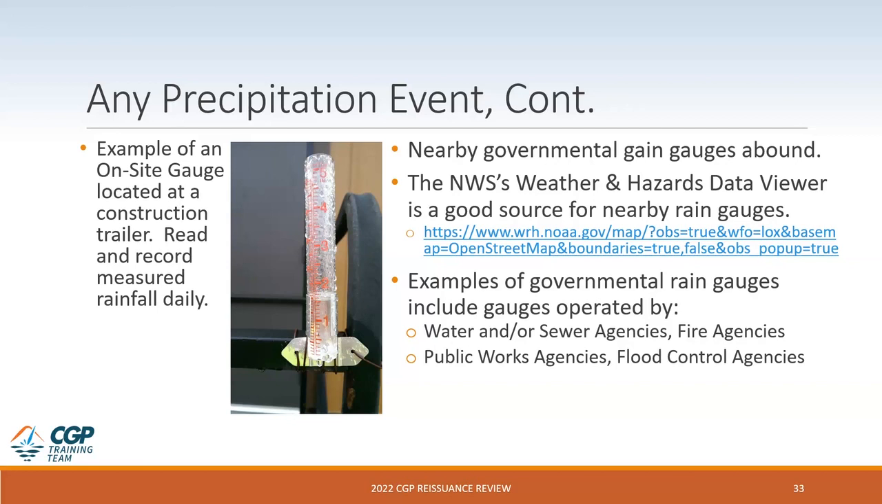If you're looking for nearby governmental rain gauges, they're all over the state of California, and probably the best way to find those is using the National Weather Service's Weather and Hazards Data Viewer. With that resource, I provided a URL here for you. You can identify all the different rain gauges in your particular area. Examples of governmental rain gauges include gauges operated by water and sewer agencies, fire agencies, public works agencies, flood control agencies, and in some cases, schools and universities. There's all sorts of different options out there.